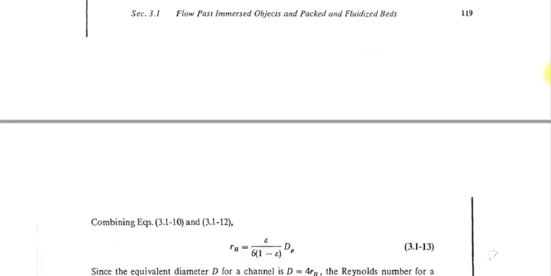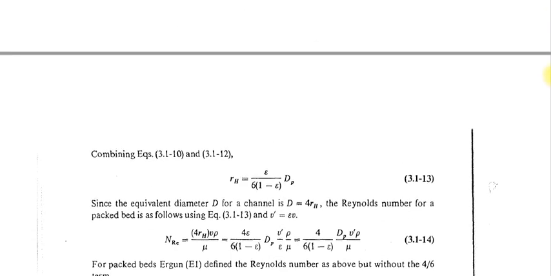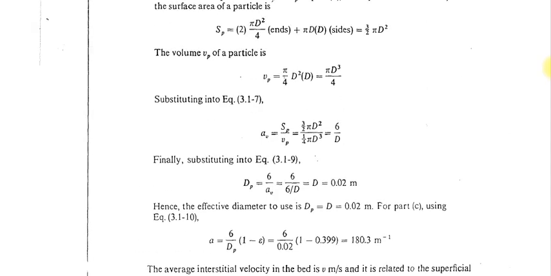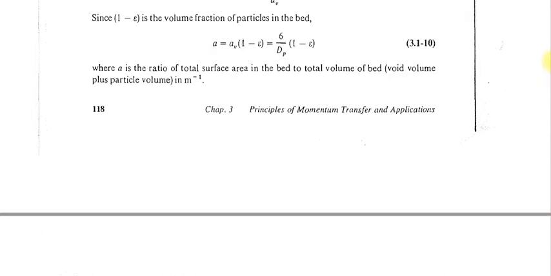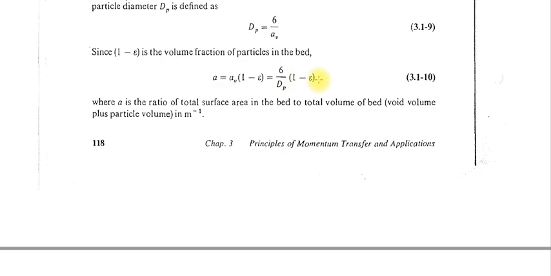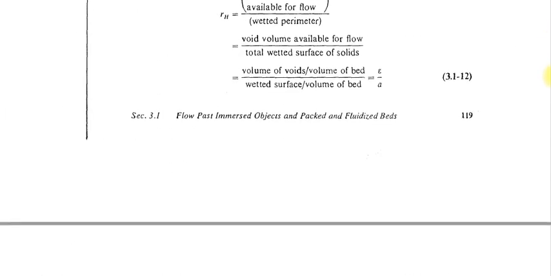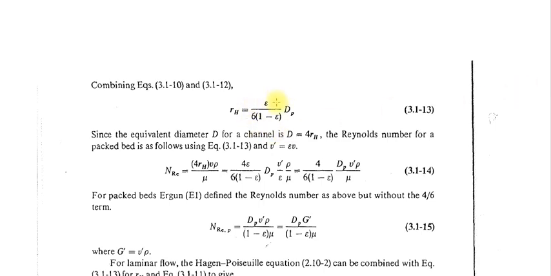Now for RH, if you substitute the value of A from the above formula, where we calculated A as 6 by dp times 1 minus xi, then you will get RH equal to xi by 6 times 1 minus xi times dp. So here we get the value of RH. Now D, the equivalent diameter, equals 4RH, as we have already discussed.